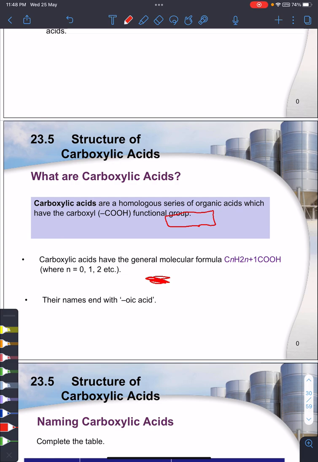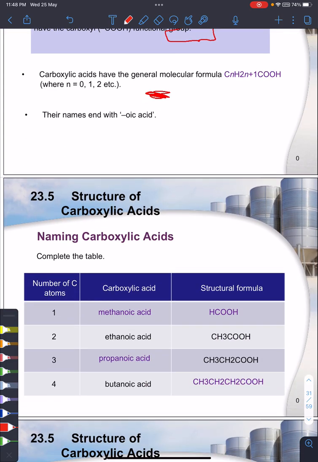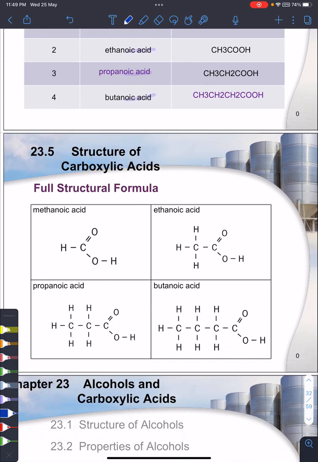For carboxylic acid, the name will usually end with OIC acid. So let's take a look. Methanoic acid, ethanoic acid, propanoic acid, butanoic acid. OIC acid. Cool. Oh, I see. Formula wise, let's take a look. So these are some of the whole structure formula.